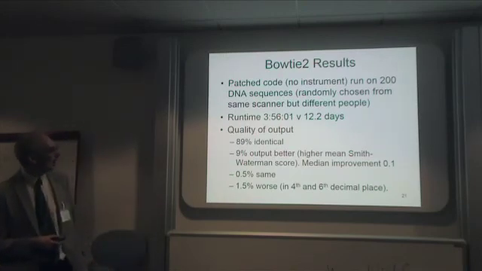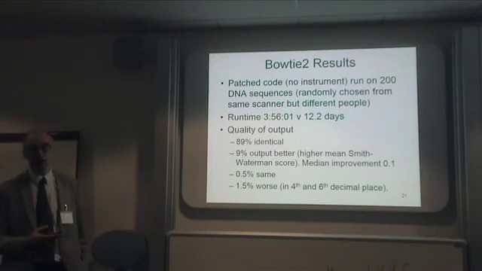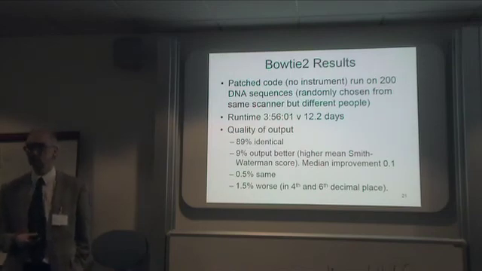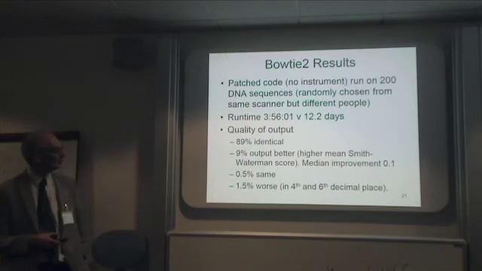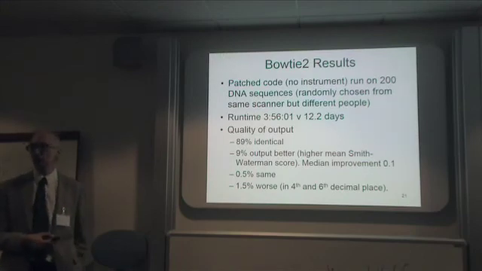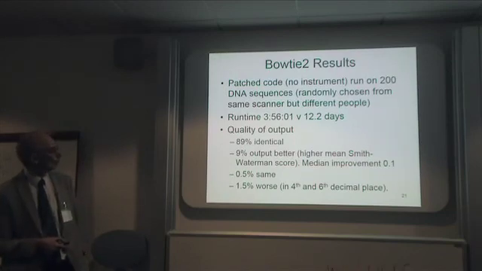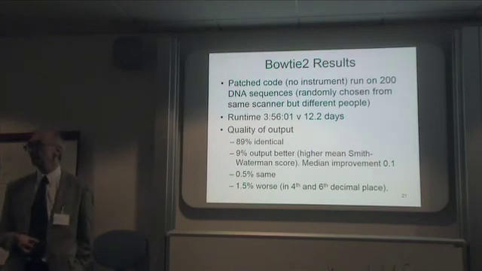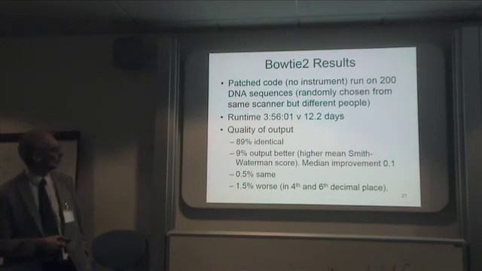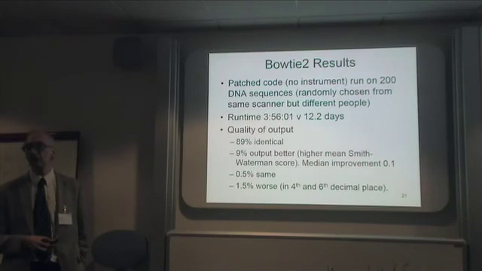In terms of the output that comes from Bowtie 2, in 89% of the cases, the output is identical. In 9% of the cases, the output is not identical, but it's actually slightly better. A median improvement of 0.1 is not a huge improvement, but it's definitely an improvement. In 0.5% of the cases, it produced a different answer with identical quality, and in 1.5% of the cases, it produced an answer which is very slightly worse.